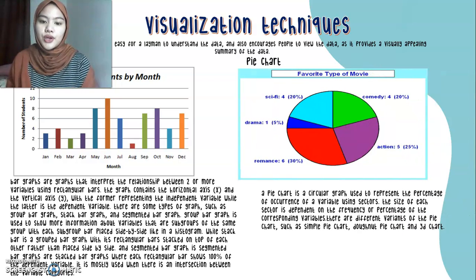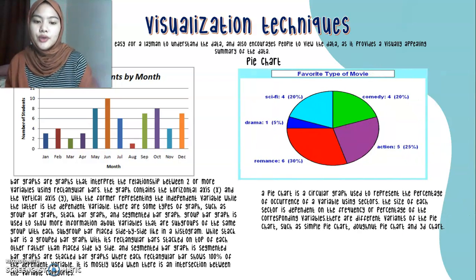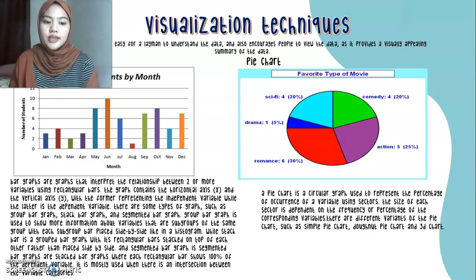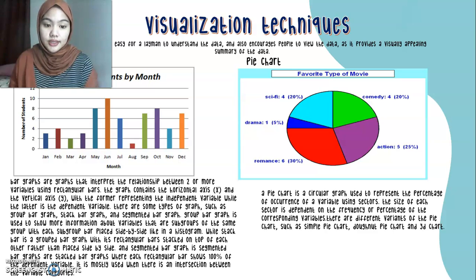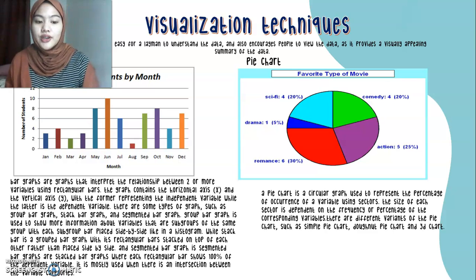And the next is pie chart. A pie chart is a circular graph used to represent the percentage of occurrence of a variable using sectors. The size of each sector is dependent on the frequency or percentage of the corresponding variables. There are different variants of the pie chart, such as simple pie chart, donut pie chart, and 3D pie chart.